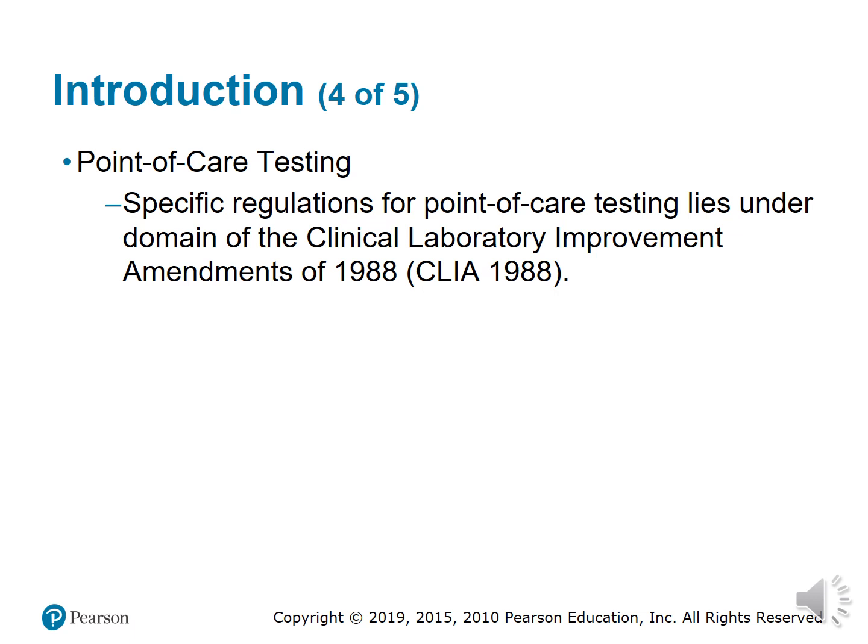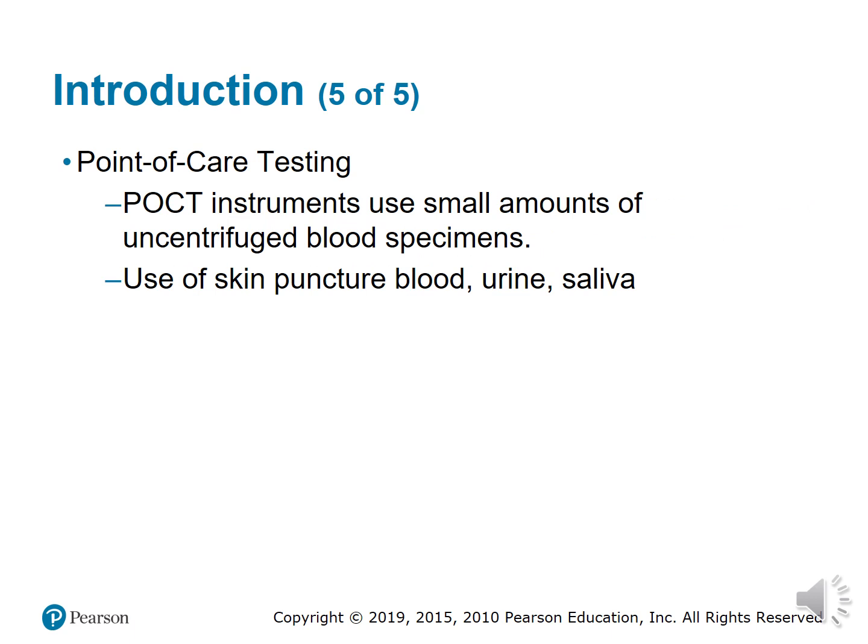Point of care testing uses a small amount of blood versus when you do a venipuncture. It's mostly done through skin puncture. Sometimes it's done through urine, sometimes it's done through saliva. It just depends on what type of POCT test it is.